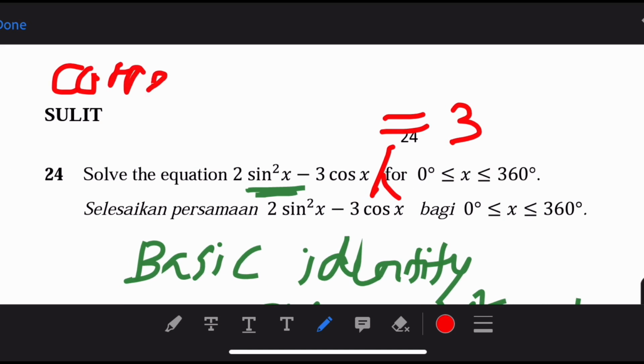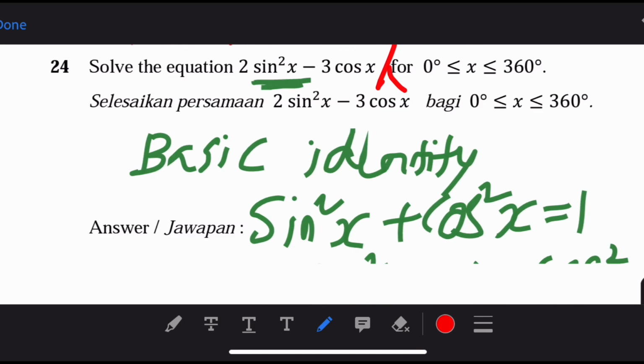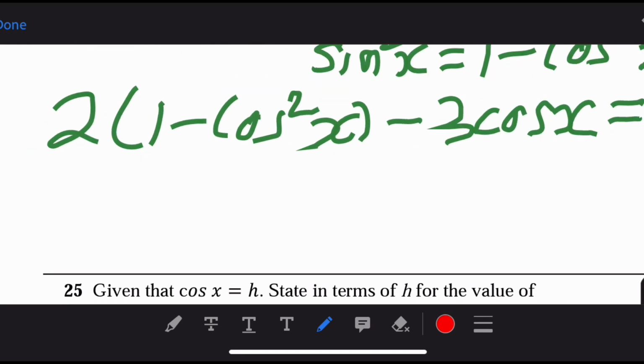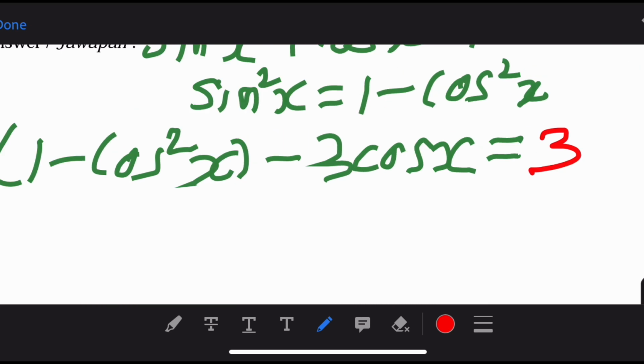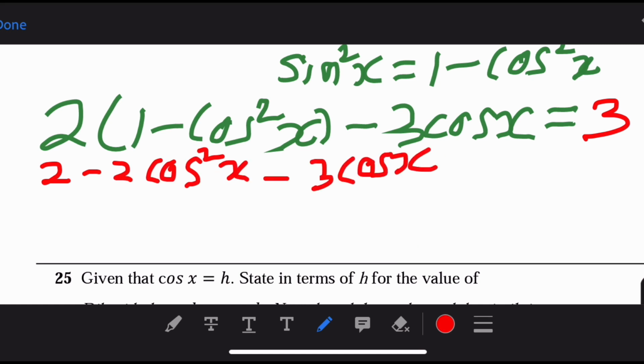Okay, so if you want to solve a quadratic equation, you must make sure all the unknowns are the same. You have one unknown only. It's just that the degree is 2, so the unknown here is cos x. So let's change the question. There's something not so right about the question, so you just add equal to 3. So now I'm going to expand: 2 minus 2 cos square x minus 3 cos x equal to 3.